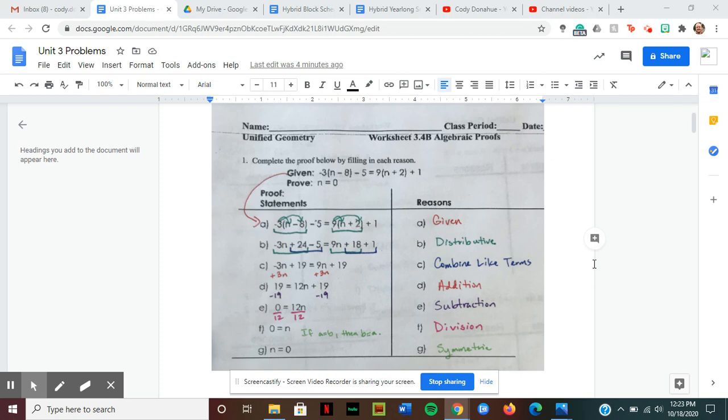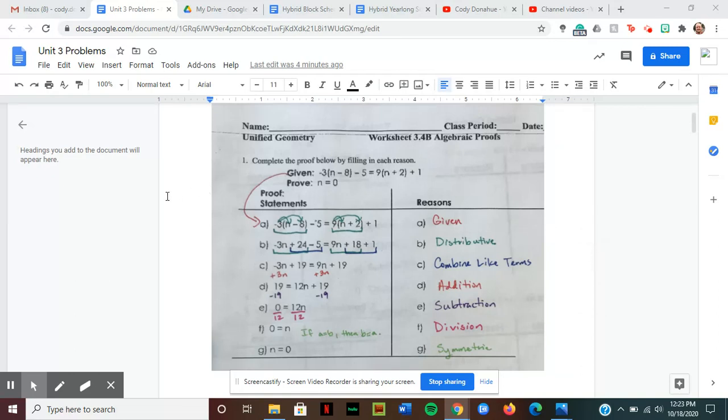All right, so for section 3.4, we started talking about proofs. We talked about there were two types of proof, paragraph proofs and two-column proofs. So this 3.4b worksheet, we're going to be practicing how to actually write two-column proofs. I've got number one up here, so let me walk through and explain it.